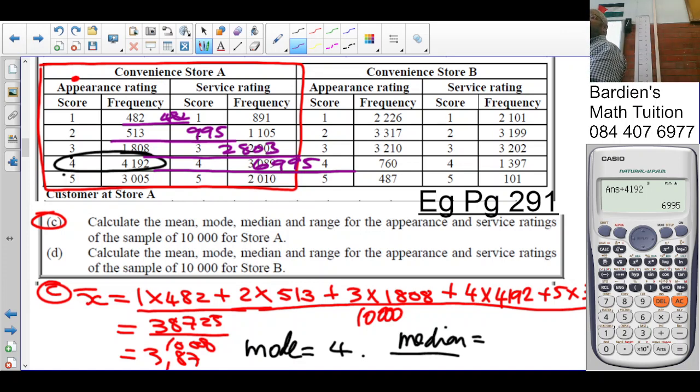But what do you notice within that group of people? We'll get the 5,000th person and the 5,001 person. Not so? Both chose 4. Add 4 together, divided by 2 is going to give you 4. So the median is 4.